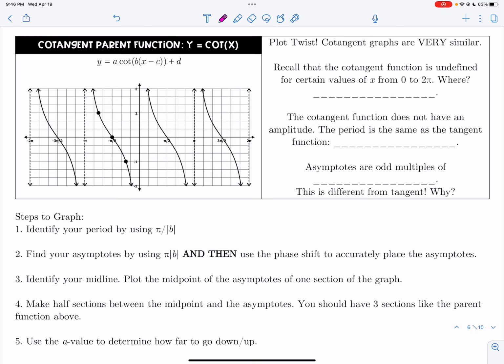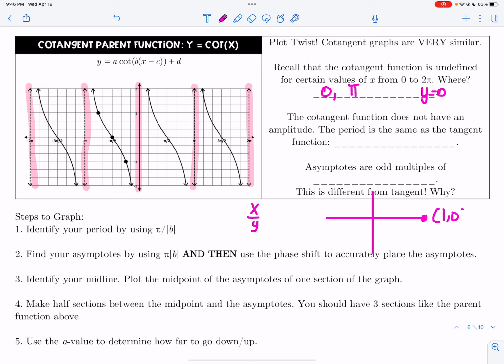So we know that with cotangent, our coordinate plane form of cotangent is x over y, meaning that if y is equal to 0, then that's where we have an undefined value. You're going to see that our undefined values are at 0, pi, 2 pi, negative pi, negative 2 pi. So more specifically, 0 and pi, which makes sense because at 0 and at pi, y is 0, and we don't like that.